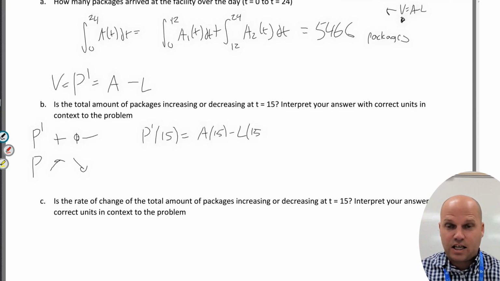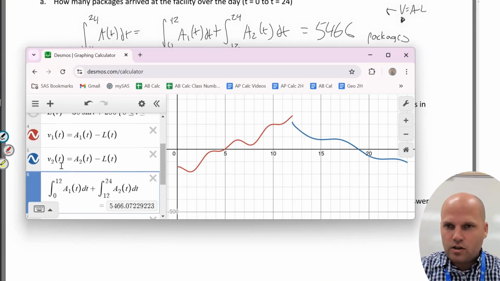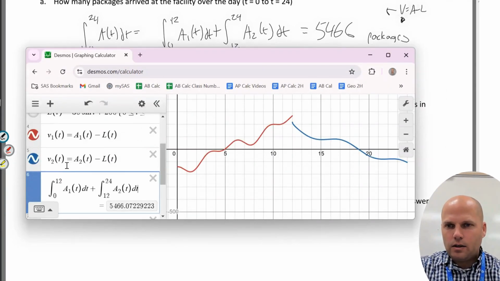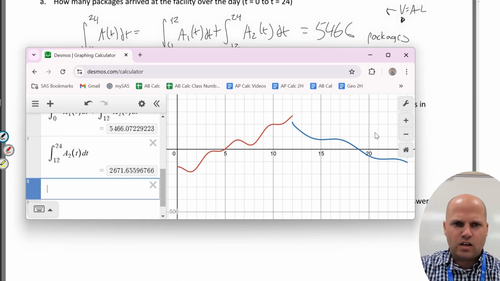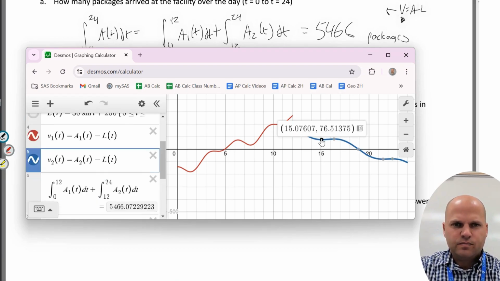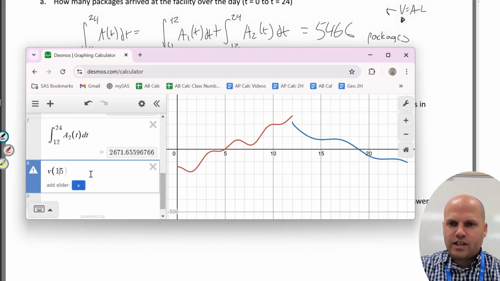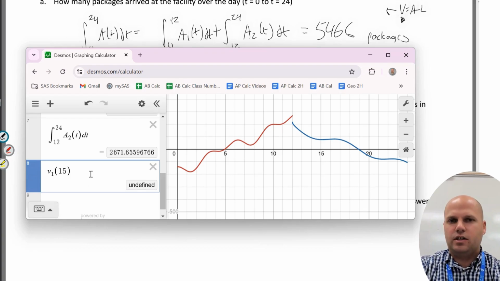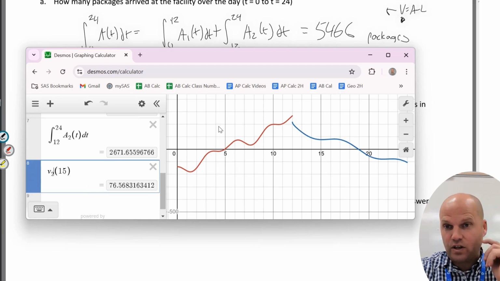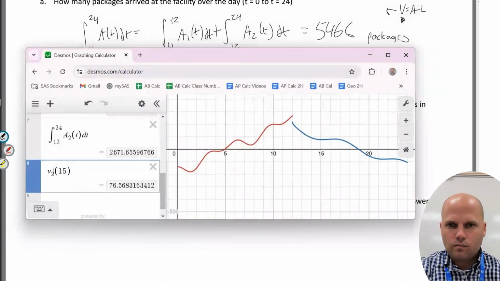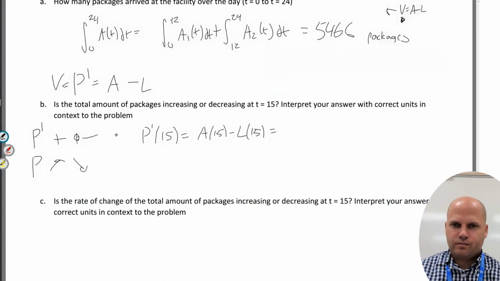this is my velocity. You could write that it's V1 or V2. I don't know which one 15 is. 15 is going to be incorporating V2. It's a very good question. Can't say V of 15, it doesn't work. Can't say V1 of 15 because it doesn't exist on 15. You have to say V2 of 15, 76.568. You can see that the velocity is positive.